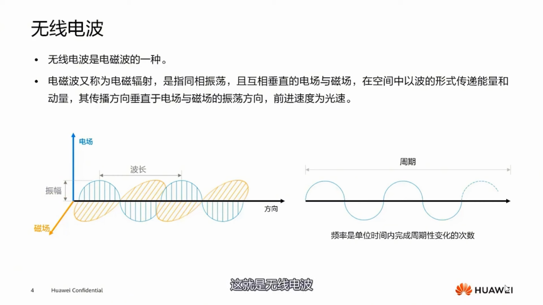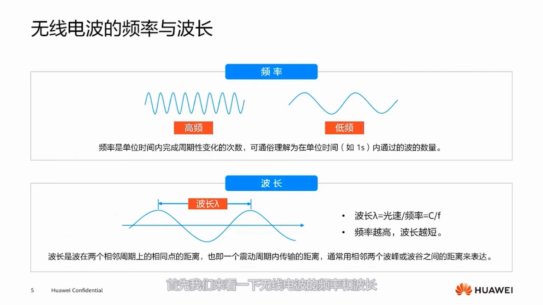This is radio waves. We use various technologies to alter the information or parameters within the electromagnetic waves to achieve the goal of transmitting data wirelessly. We'll look later at the specific methods by which radio waves can carry data. First, let's look at the frequency and wavelength of radio waves. Frequency, high frequency, and low frequency, I believe everyone can understand easily. High frequency, for example, means looking at how many waves can pass in 1 second. If more are transmitted, like in the left image, that's high frequency.